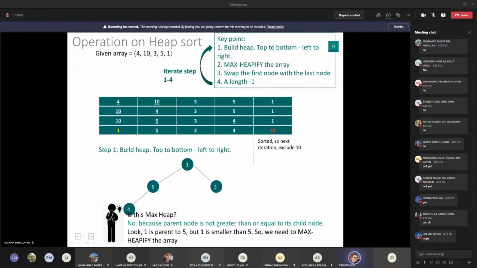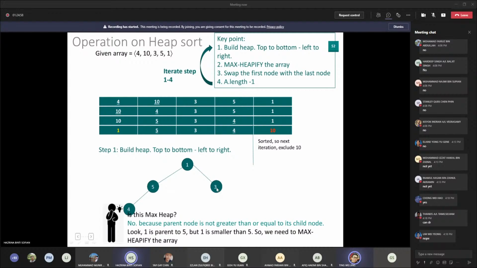But why, in this example, sorted, so next iteration exclude 10. Oh, okay. All right, I get it. So after this, we exclude 10, so we check again this heap. So we need to heapify it. To heapify it, we need to check from the top. All right, so we check, you can see the 1, 5, and 3. This 3 node actually is a triangle.